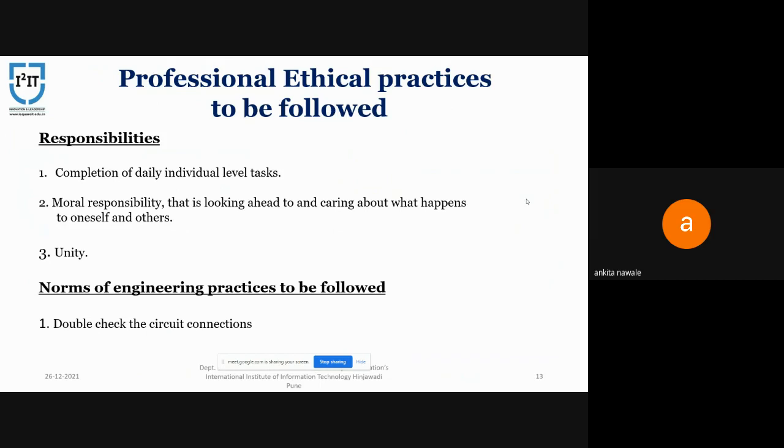The other professional ethical practice to be followed is responsibility, which is that we did our project through complete daily individual tasks. A second is moral responsibility, that is, looking ahead to and caring about what happens to ourselves and others. And the third is the unity of our group members, which is more important. And the norm of engineering practice to be followed is that we have to check our connections or code twice.